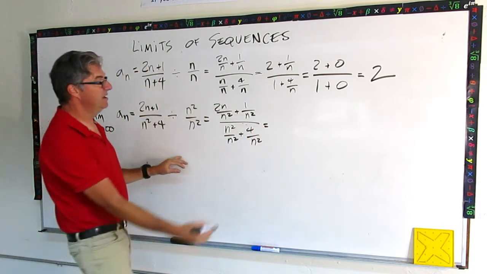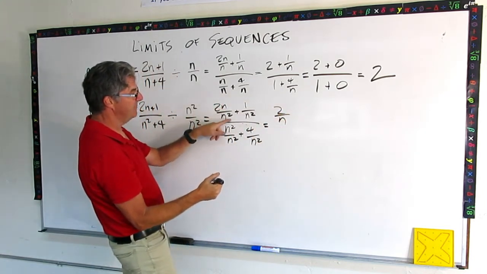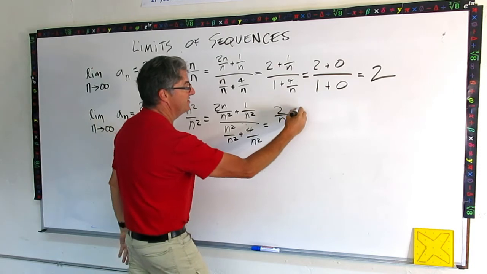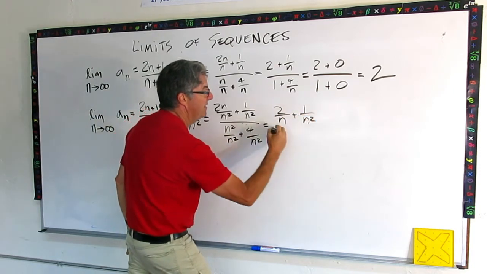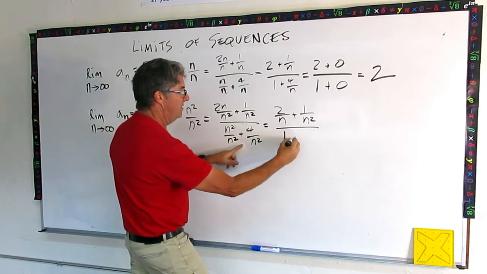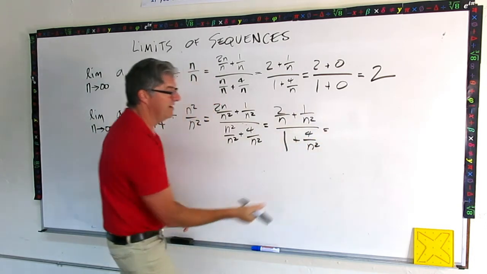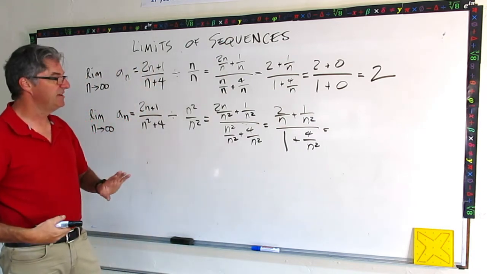This is just going to be 2 over n. We're going to cancel out the n from the top, lose the squared there. This is going to stay 1 over n squared. This is going to go to 1 plus 4 over n squared. So now we've simplified all these little mini fractions so we can analyze our limit.